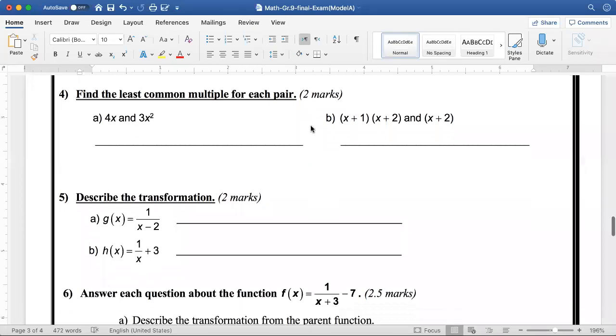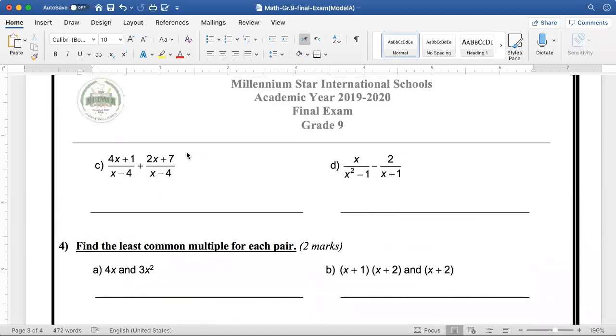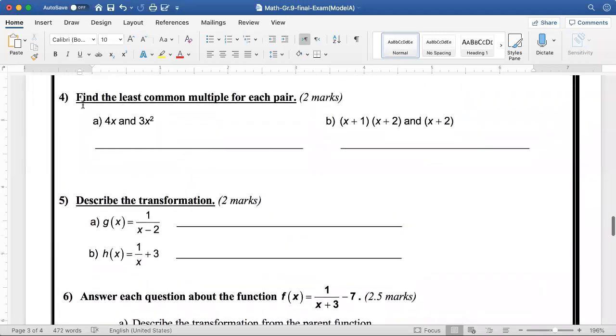We're going to continue our revision. We're making a cumulative revision. We stopped yesterday, we did question 3. We stopped at question 4, so we're going to answer question 4. Find the least common multiple for each pair.